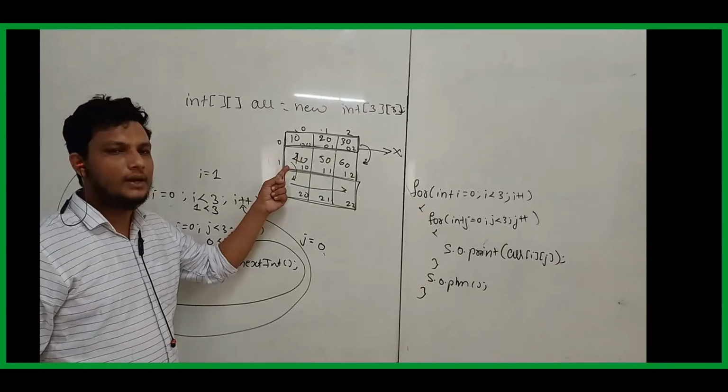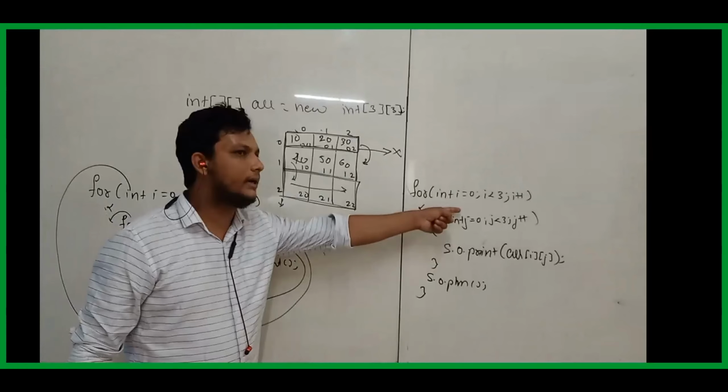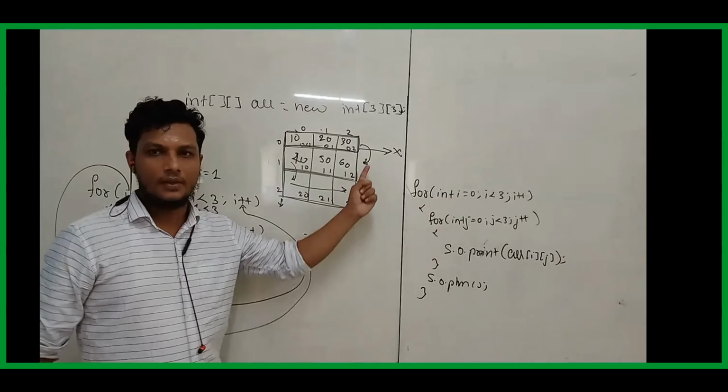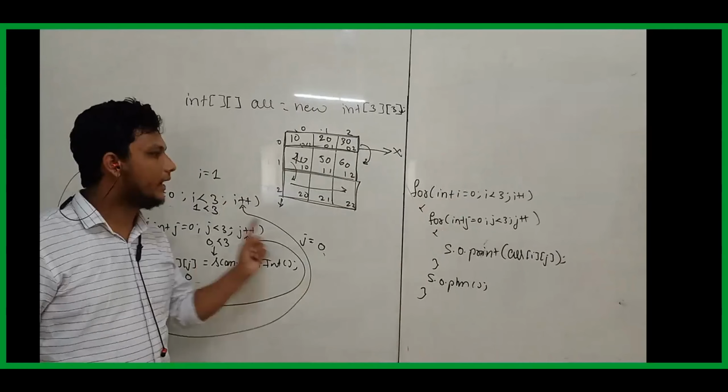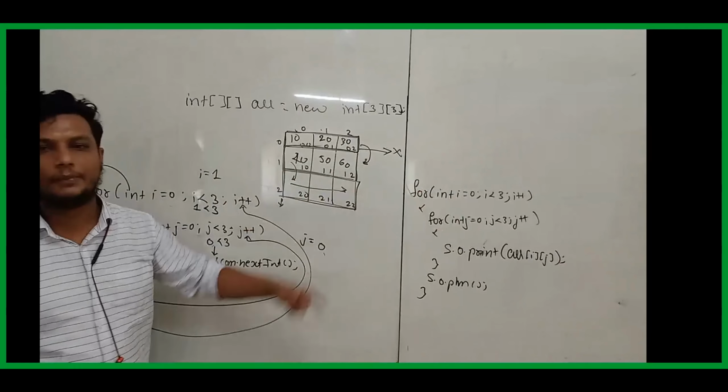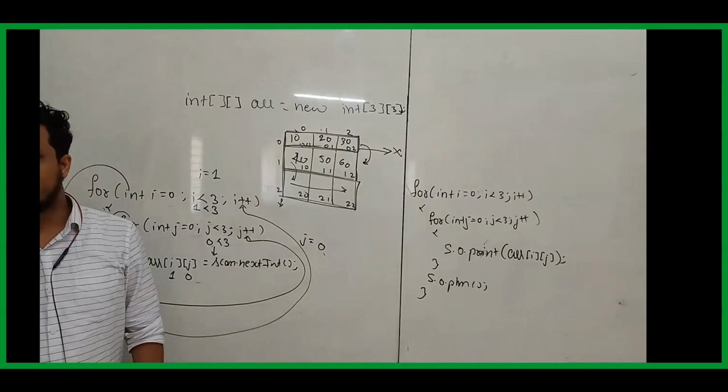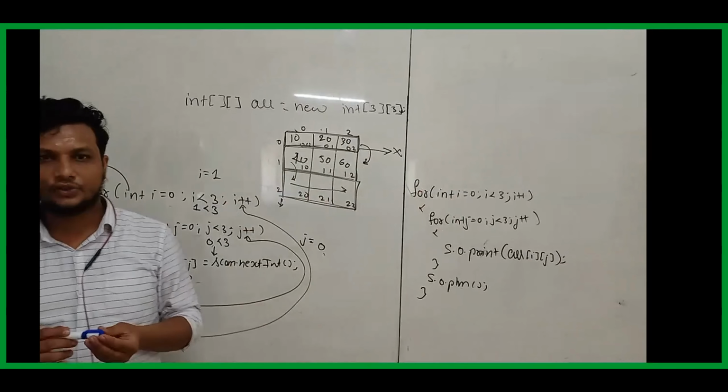Again, the loop will be incremented, and what will happen? It will print this loop. Again, it will jump to the next line. Again, the loop will be incremented, and it will print the next. Clear? Shall I execute and show you this one?